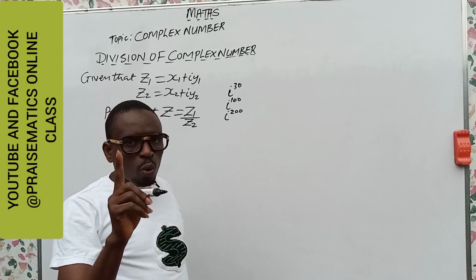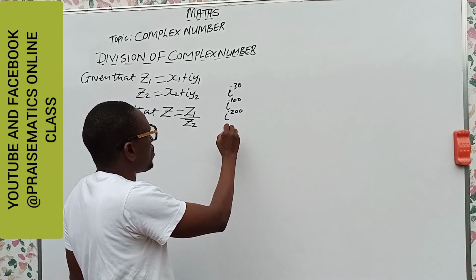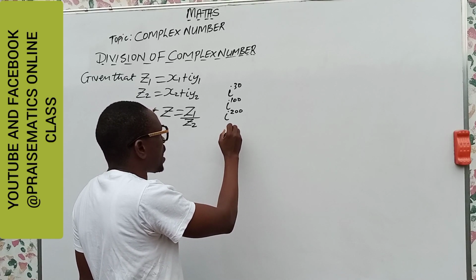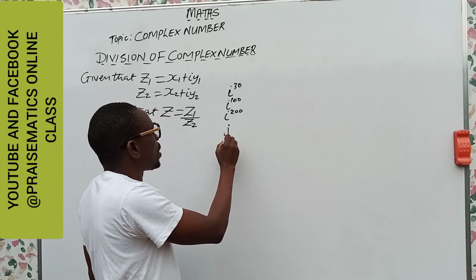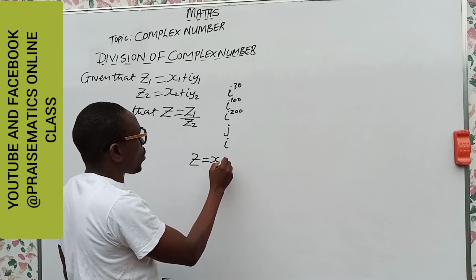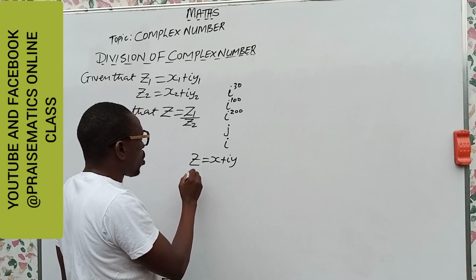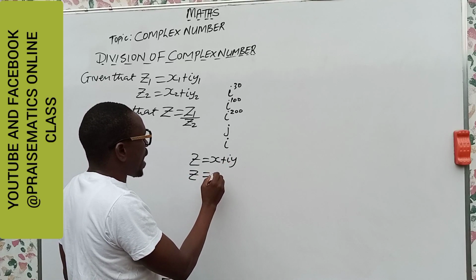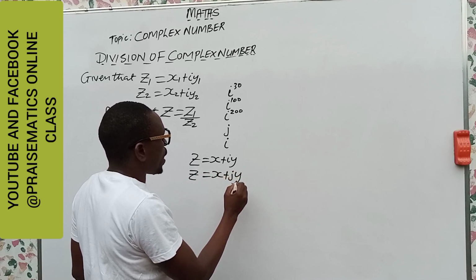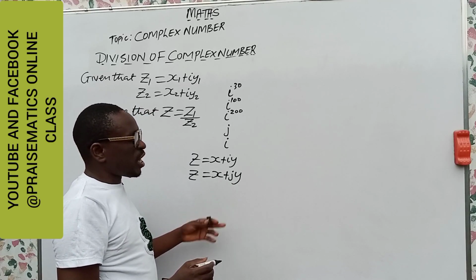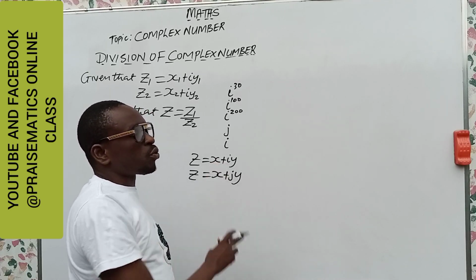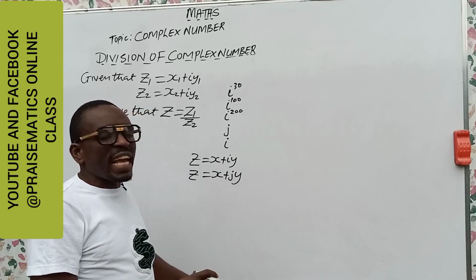But there's one thing you need to know. Engineering makes use of J, while in pure mathematics, we make use of I. You can have a complex number as Z equal to X plus iY, or some textbooks will say Z is equal to X plus jY. That is how engineering students see it. Engineering students use J, while pure mathematics students use I. They are the same thing.